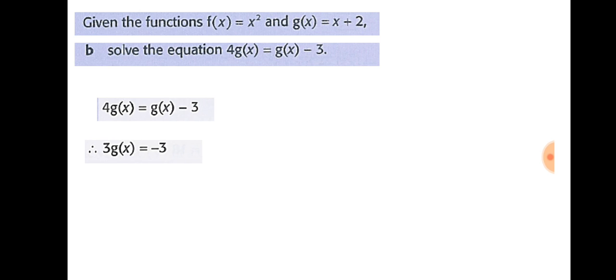So we get 3 times g of x equal to minus 3. Now g of x equal to minus 1. We get this by dividing on both sides with 3. And now we can substitute value of g of x, which is x plus 2. And then we can find value of x as minus 3.